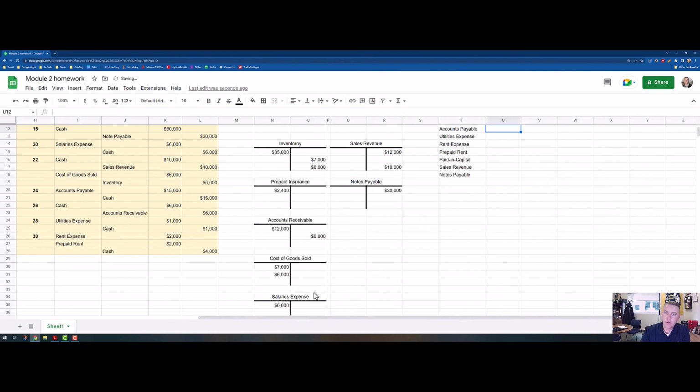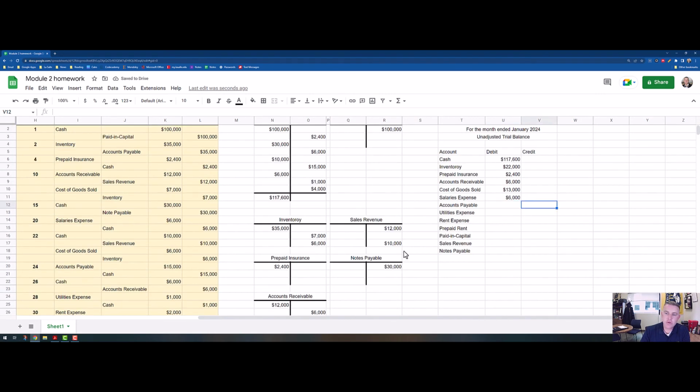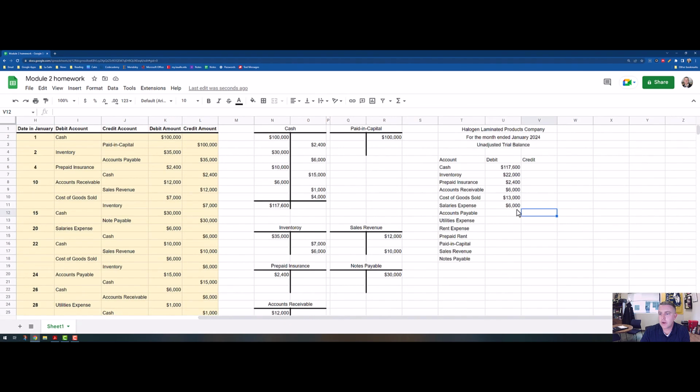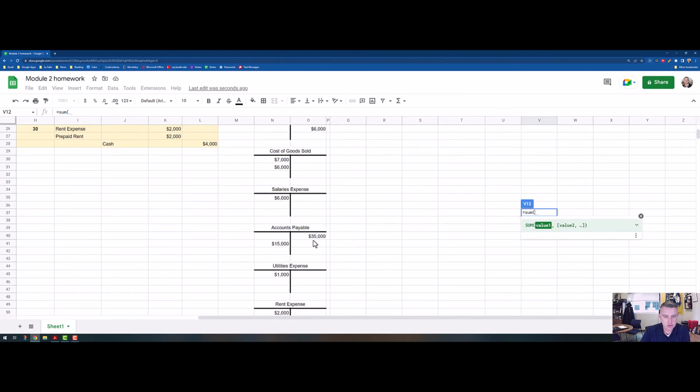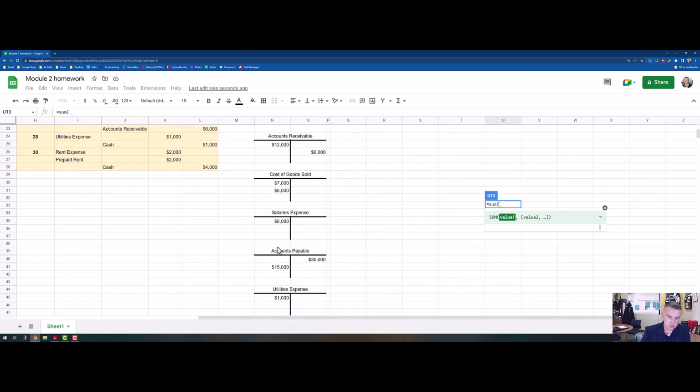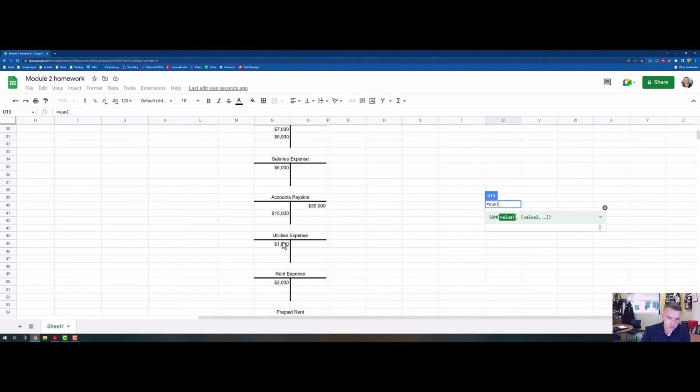Okay. Now, accounts payable is normally a liability, so normally it has a credit balance. So I'm going to do my calculation over here, and I'm going to do the sum of the credits minus the sum of the debits. Right? Okay. Utilities expense. I'm going to do the sum of the debits minus the sum of the credits.